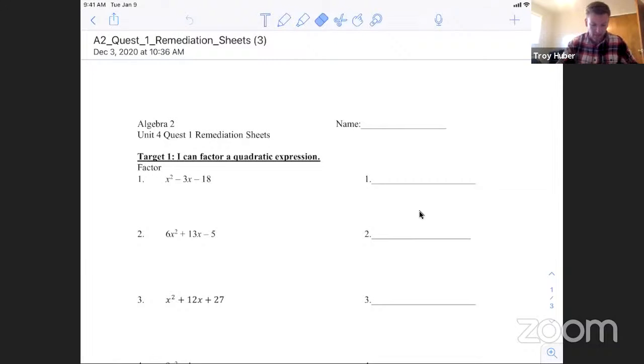All right, here's our remediation sheet. So our first target on here is I can factor quadratic expressions. Now I might not teach factoring exactly the same way that your teacher did, but over my teaching experience, this is the way that I see students learn factoring the best. So I like to teach it using the X method.